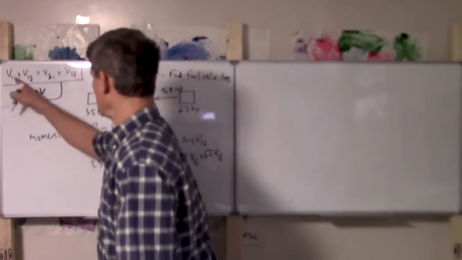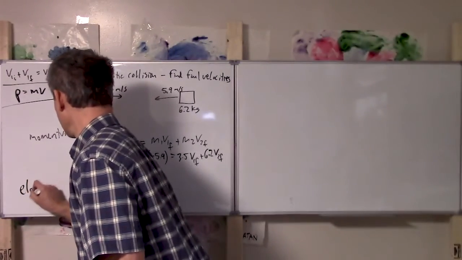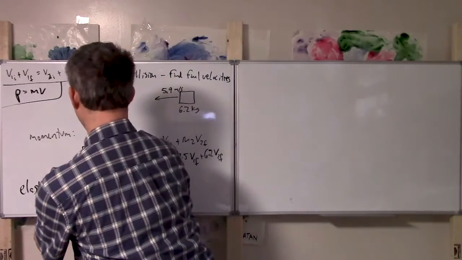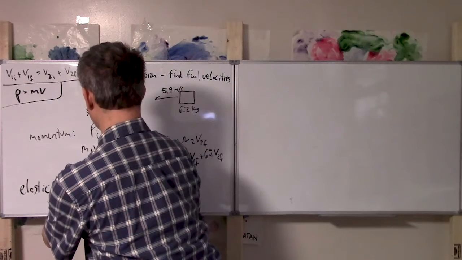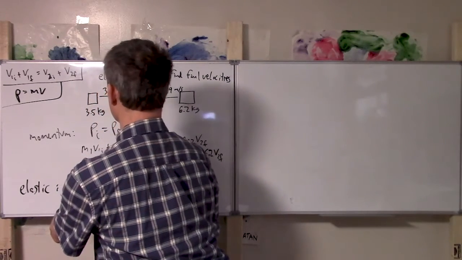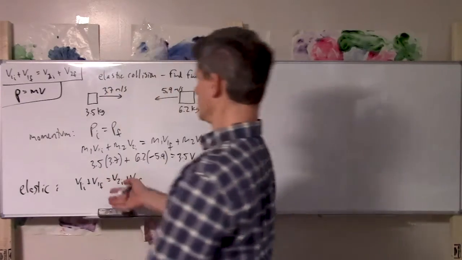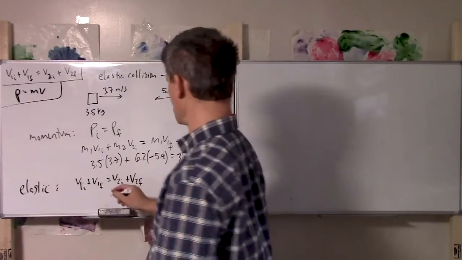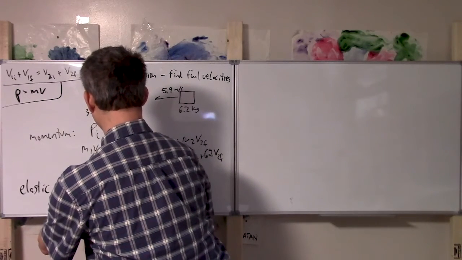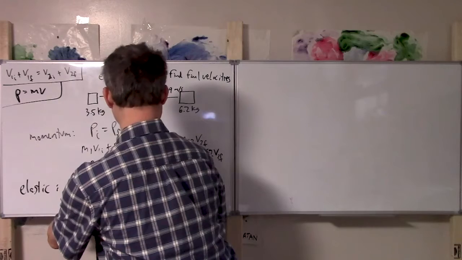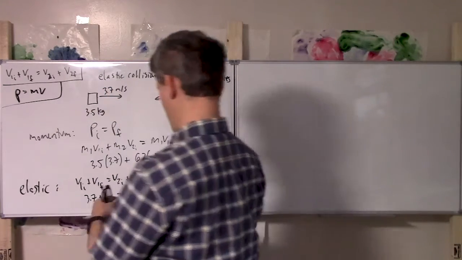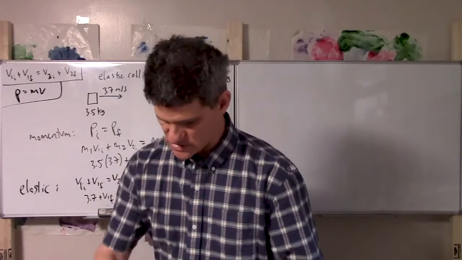Now, the next equation is the elastic one. You'd have to write down the equation first, because that's all there is. There is no statement, that's the equation. So you have to write it down first, then put in the numbers. v1 initial is 3.7. v1 final we don't know. v2 initial is negative 5.9. And then v2 final we don't know. So these are our two equations that we're going to use.